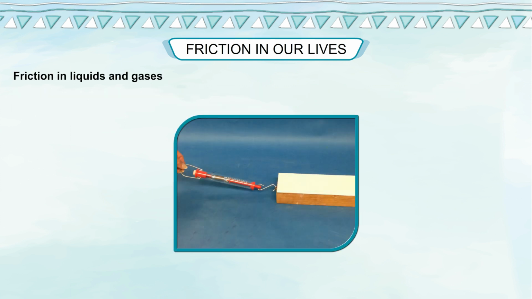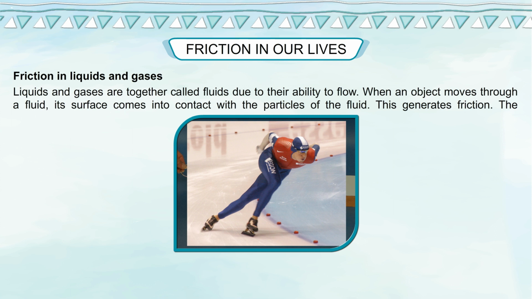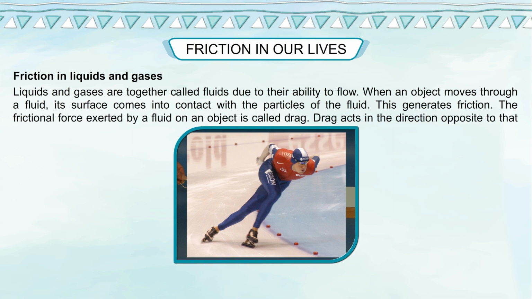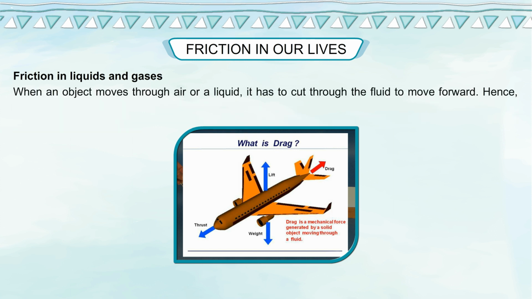Friction in liquids and gases. Liquids and gases are together called fluids due to their ability to flow. When an object moves through a fluid, its surface comes into contact with the particles of the fluid. This generates friction. The frictional force exerted by a fluid on an object is called drag. Drag acts in the direction opposite to that of movement of the object. When an object moves through air or liquid, it has to cut through the fluid to move forward.